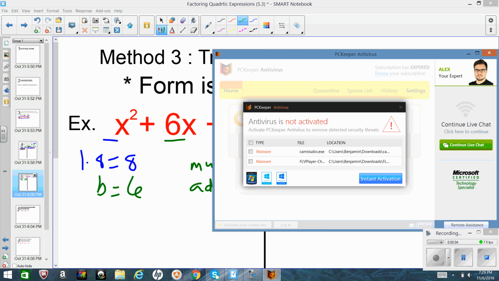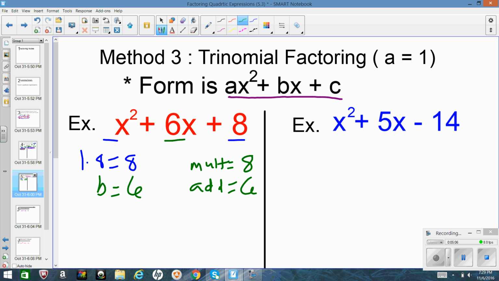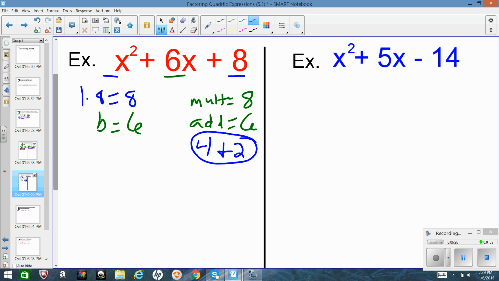Hold on real quick as I get rid of this. So you always want to multiply to the first and last terms, add to the middle term. So again, if I think about what numbers multiply to 8 but add to 6, those numbers would be 4 and 2. So those are what I like to call magic numbers.